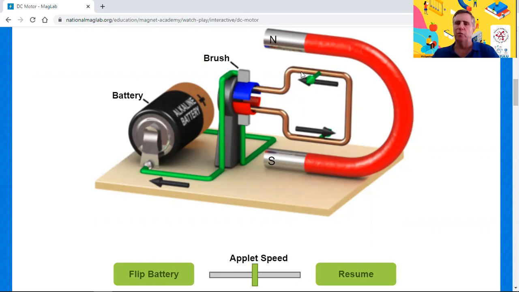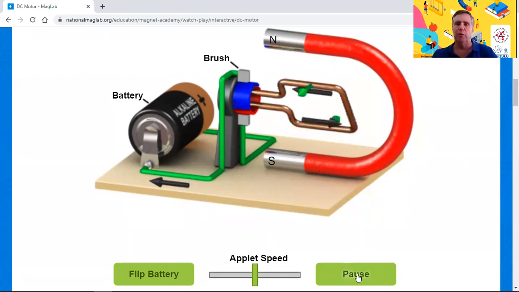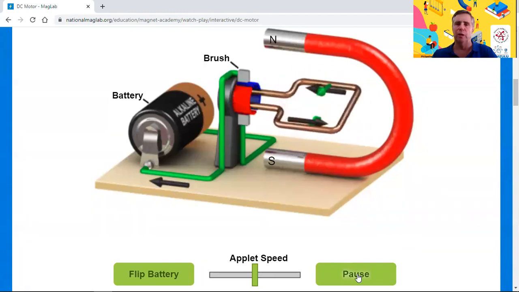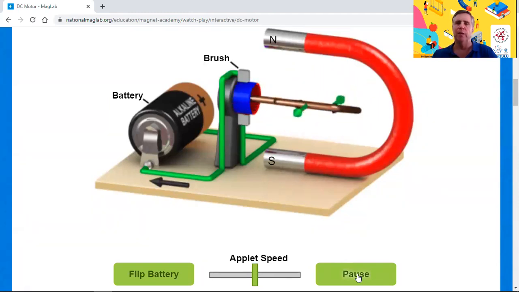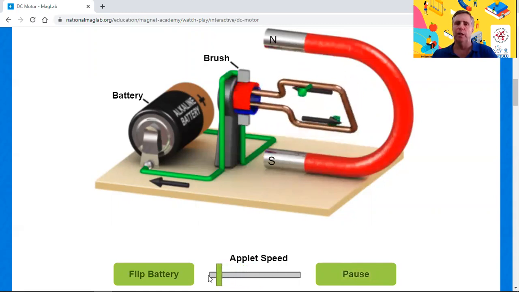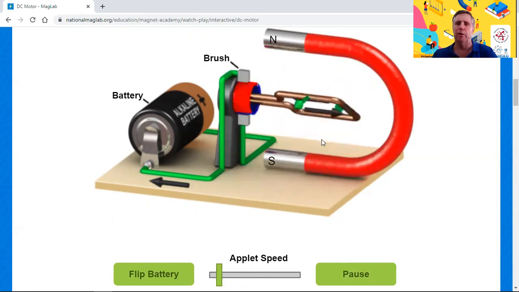In this case, there's just one coil showing, so it's easy to understand. But in a real motor, there'll be sometimes even thousands of coils. And then we have a magnet, in this case a horseshoe magnet. Magnetic field is always directed from north to south. And if I allow the motor to run, you can see that that electrical energy is converted into mechanical energy as the motor turns. Let me slow it down a little bit, and you can study what happens to the direction of the current in each part of the coil.